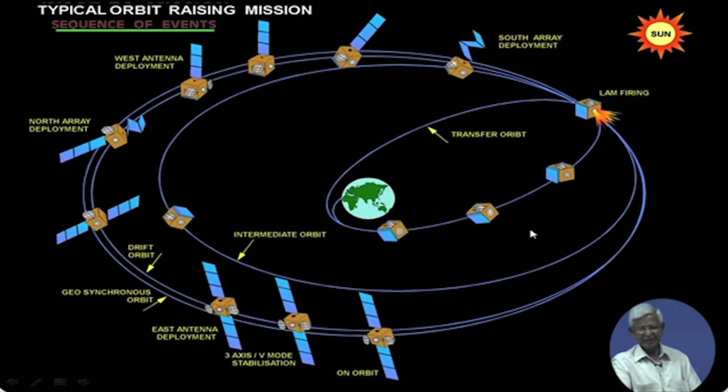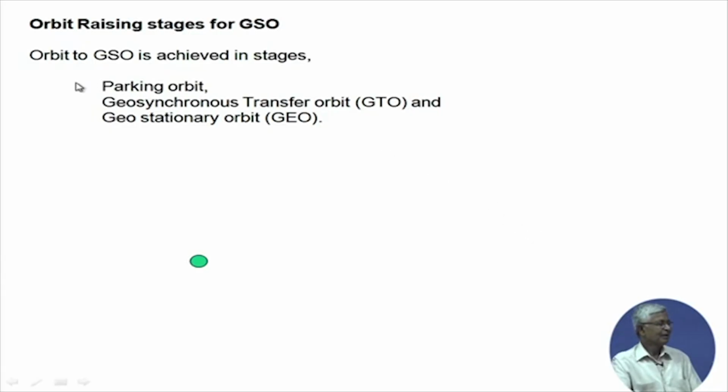Let us do some quick calculation. How much is that incremental velocity? Generally, it is put in a parking orbit, which is a circular orbit, and then it is put in a geosynchronous transfer orbit, GTO, and then it is a geostationary orbit. In some cases, the parking orbit is avoided. Directly the launcher places it into GTO. Our INSAT launchers place the INSAT satellites in GTO. We will see all these things.